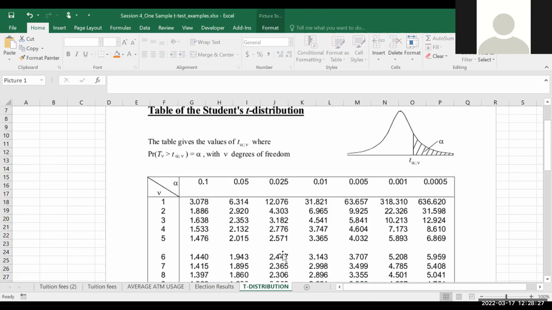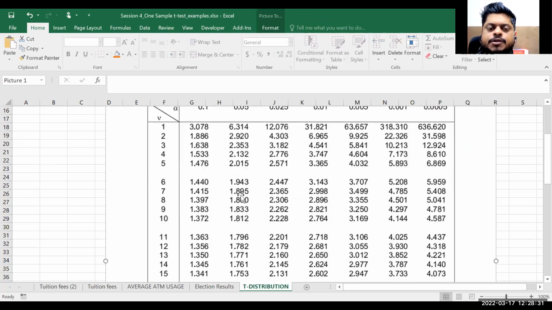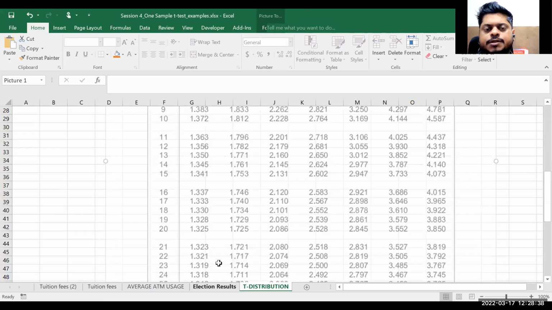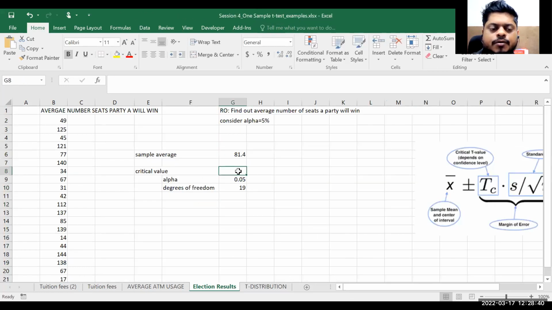So if I go to this table, alpha is 5%, degrees of freedom 19, then 1.729, right? My critical value is 1.729, or 1.73, let's say. So I found out right now how many values. X bar I found out 81.4, critical value I found out 1.73.